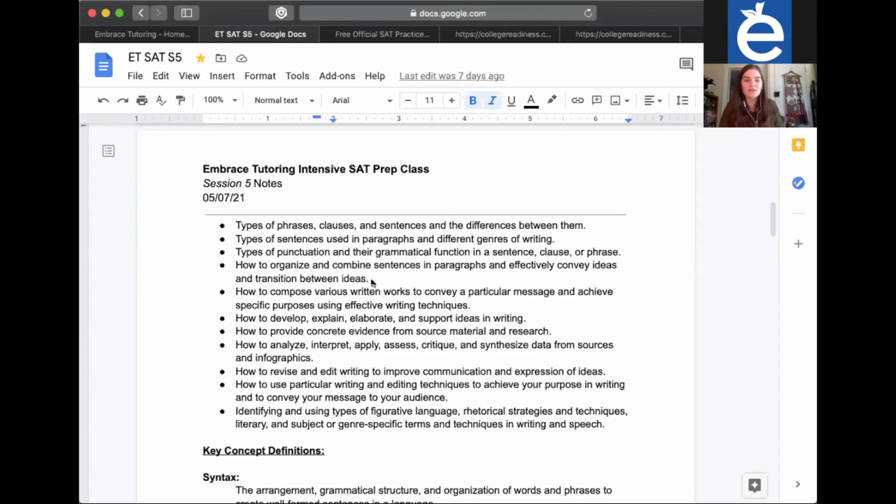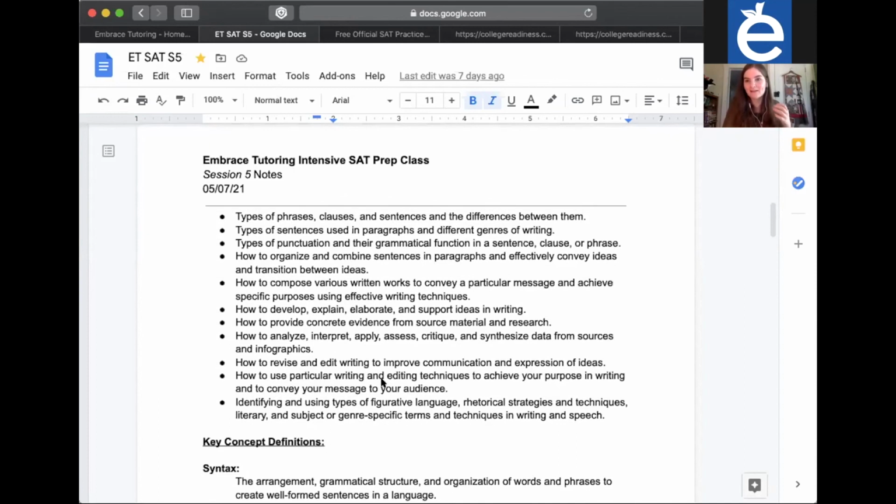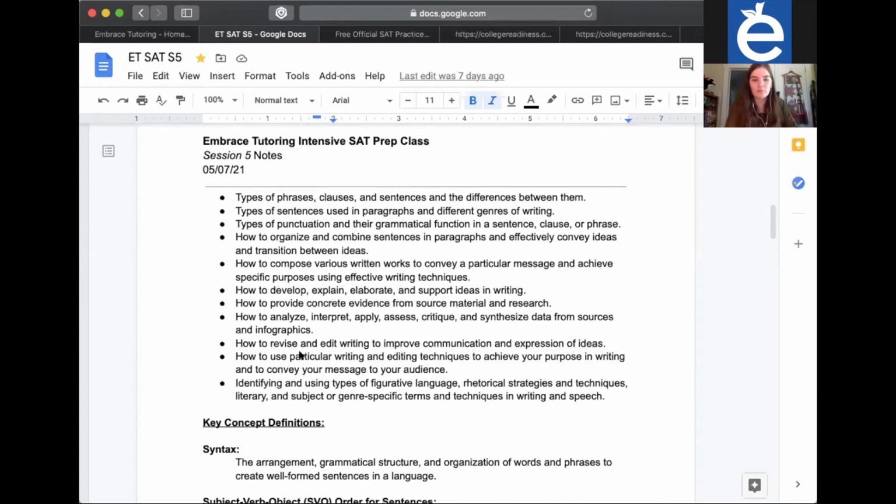You also need to understand how to organize and combine sentences and paragraphs, effectively convey ideas, and transition between ideas, just like we were talking about today with that transitional sentence, okay? That particular sentence was a compound sentence, because you were dealing with two independent clauses combined using a semicolon because they're related ideas. So there was a deliberate connection by the author between those two ideas. They could have easily separated them using a period, but they wanted to draw attention to the fact that they were connected, and they wanted us to notice that, to achieve their particular purpose.